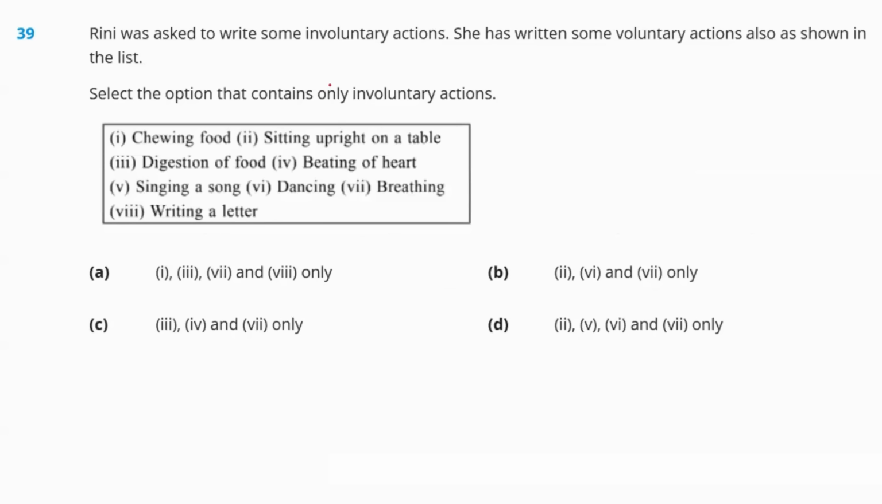Rini was asked to write some involuntary actions. She has written some voluntary actions also as shown in the list. Select the option that contains only involuntary actions. So involuntary actions would be those which are not in our control: digestion of food, the beating of your heart, and your breathing. These are not in our control.